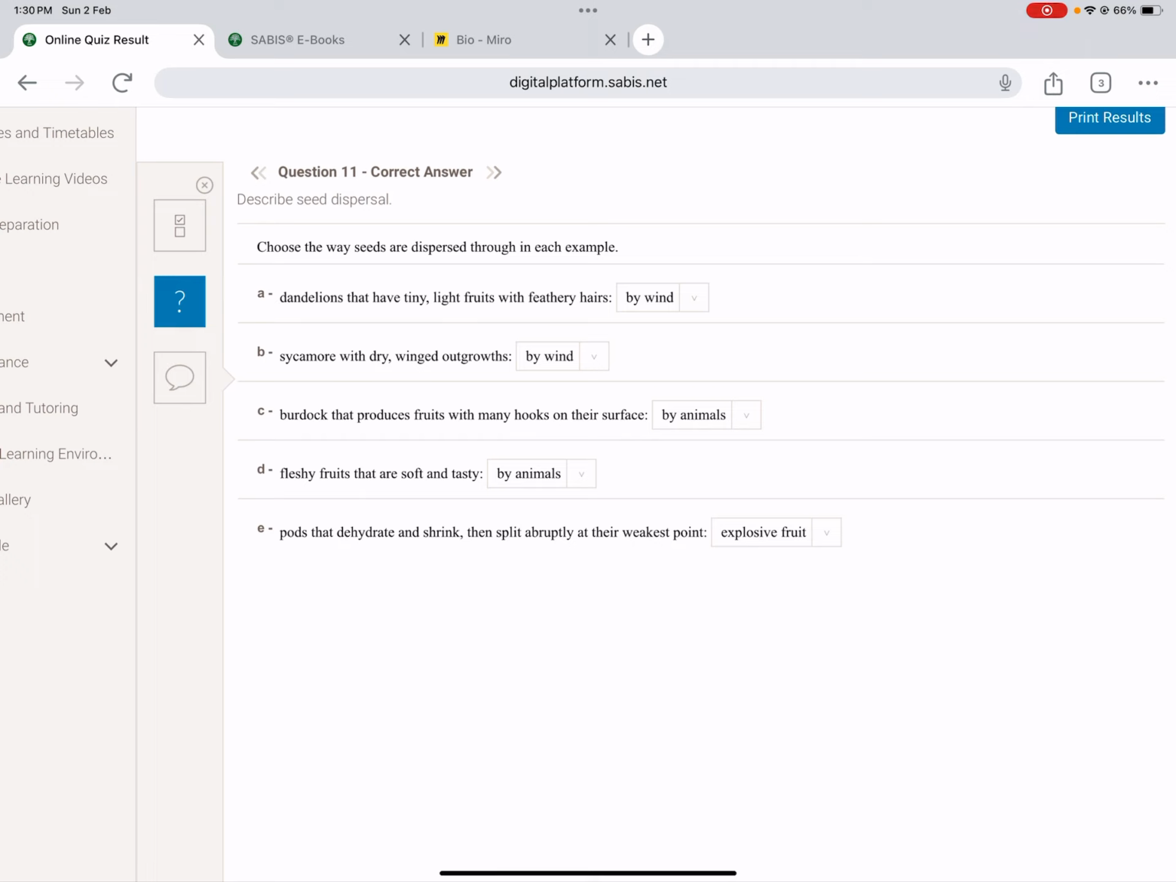Okay, this is also easy. Winged, anything light is by wind. Something with many hooks, that means they can stick on animals. Something soft and tasty, of course, animals. Here we're talking about the ways seeds are dispersed. The ways seeds can be dispersed are three: by wind, by animals, and by explosive fruits. Okay, so know these three examples for seed dispersal.